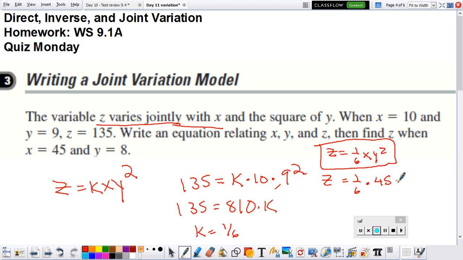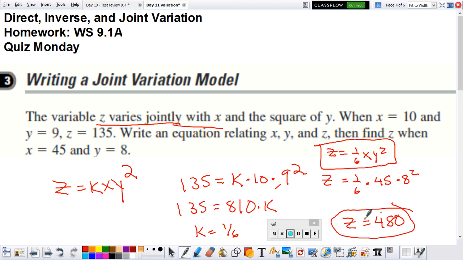All right, so homework tonight is 9.1a. It's in the packet you already have. It looks like this. I'm going to put the answers up so you can check if you need to. Otherwise, go ahead, pause the video, and get started.